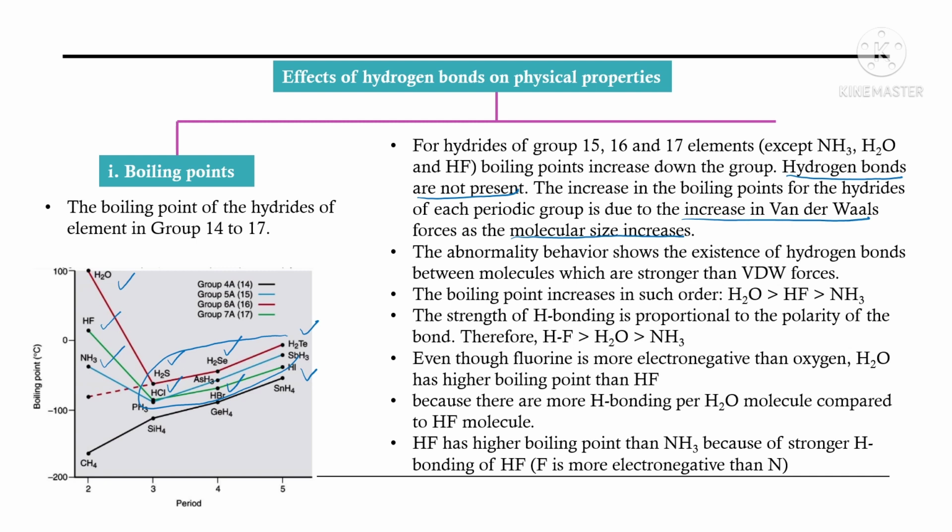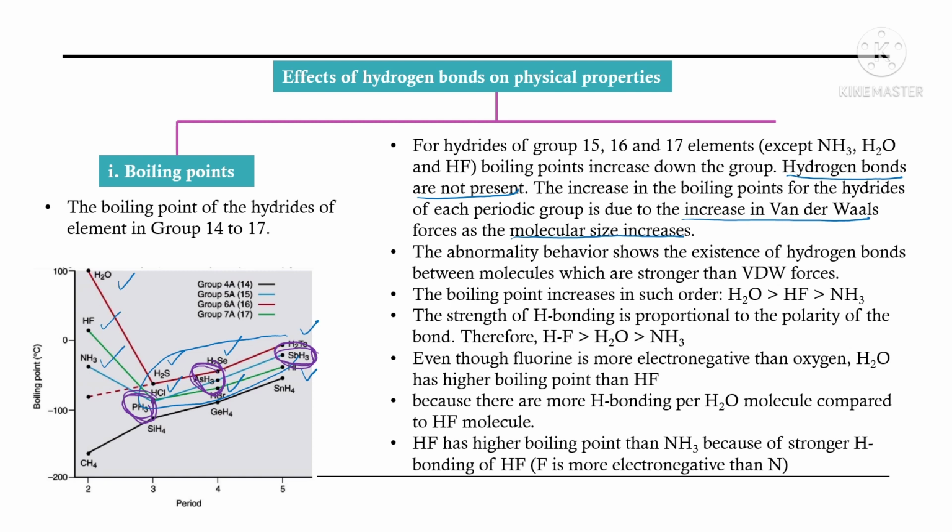For group 15 hydrides, the molecular size increases from PH3, AsH3 to SbH3. Therefore, we expect the Van der Waals forces to increase from PH3, AsH3 to SbH3, and therefore the boiling point increases from PH3 to AsH3 to SbH3.